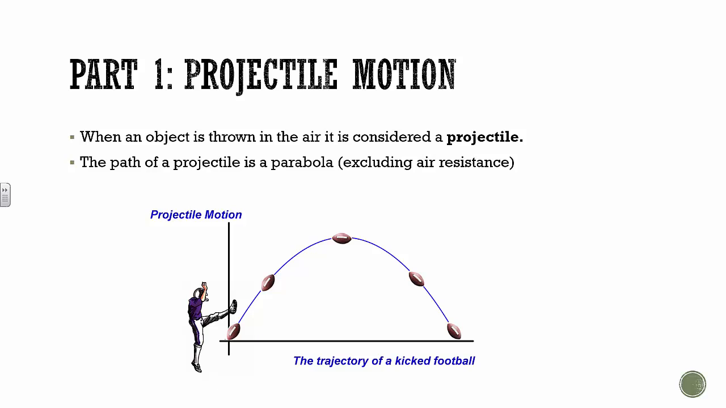So when an object is thrown in the air, it's considered a projectile. The path of a projectile is a parabola if we forget about air resistance, which we're going to live in a perfect physics world for these problems where nothing affects the path of our ball besides gravity.